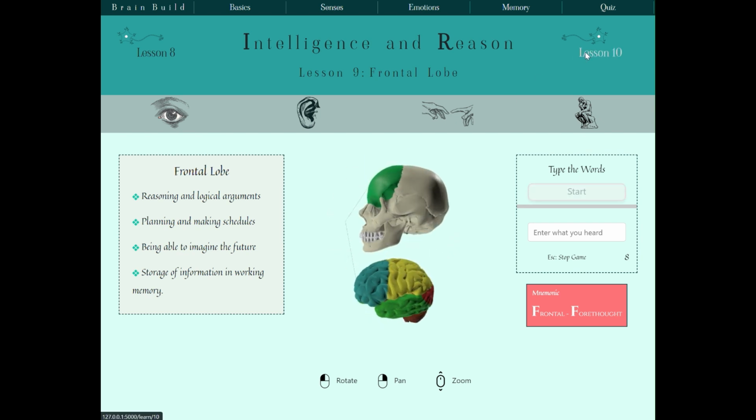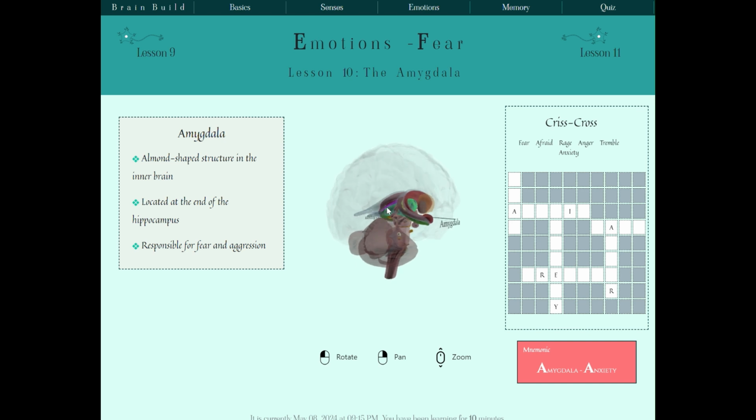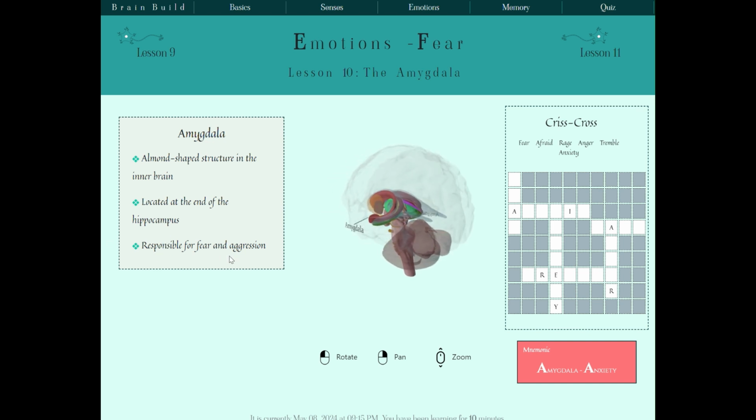What do we have next? Emotions, fear, the amygdala, the almond-shaped structure in the inner brain. Okay, located at the end of the hippocampus. That must be the hippocampus there. Responsible for fear and aggression.